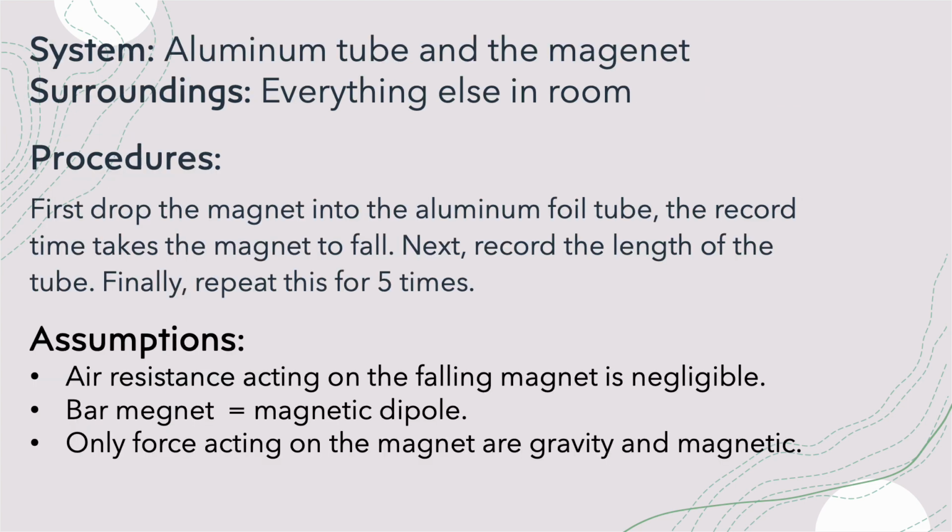Next, we have the system and surroundings. The system is the aluminum tube and the magnet. The surroundings is everything else in the room.